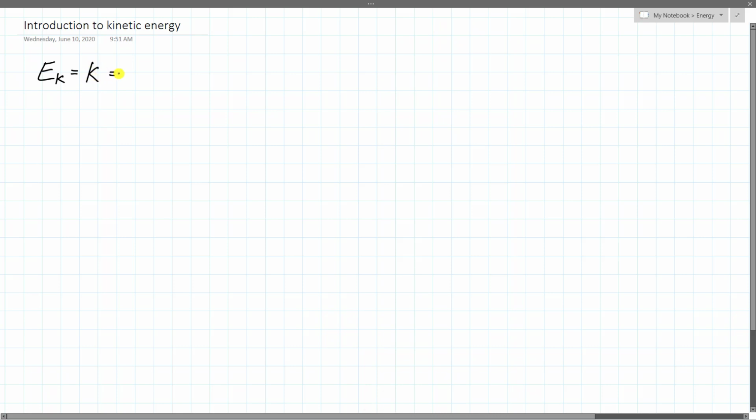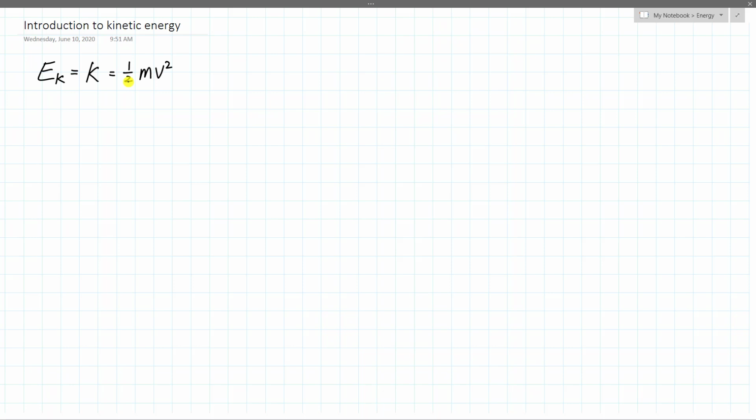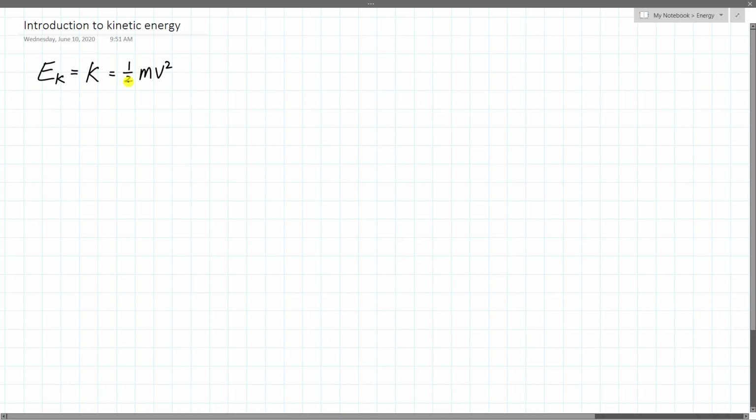Because it's associated with an object moving, we are going to include the mass and also the velocity, except that the velocity is squared and the result is multiplied by 1/2. It's not exactly obvious at this moment why there is a 1/2 and why the square is on the velocity, not on the mass. But I assure you that later it will become more obvious why the energy has this kind of strangeness.